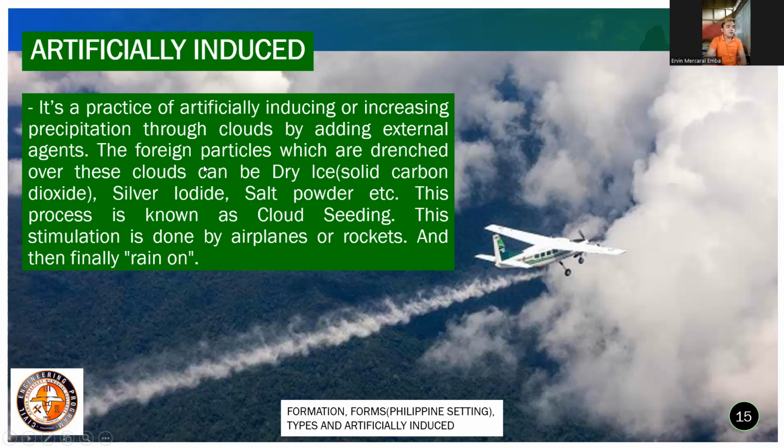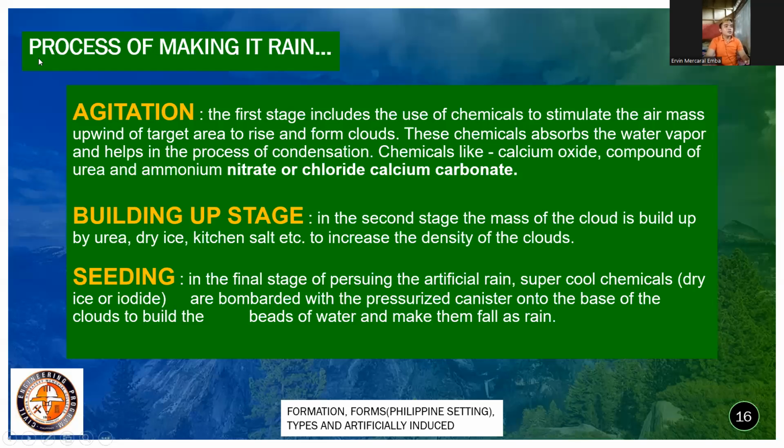So the foreign particles which are drenched over these clouds can be dry ice or solid carbon dioxide, silver iodide, salt powder, and etc. This process is known as cloud seeding. This stimulation is done by airplanes or rockets and then finally rain. So it's what I've explained earlier. So this is the process of make it rain.